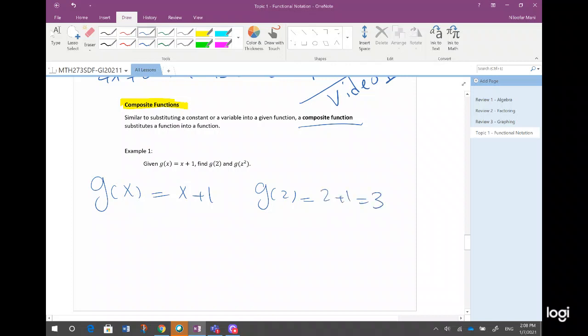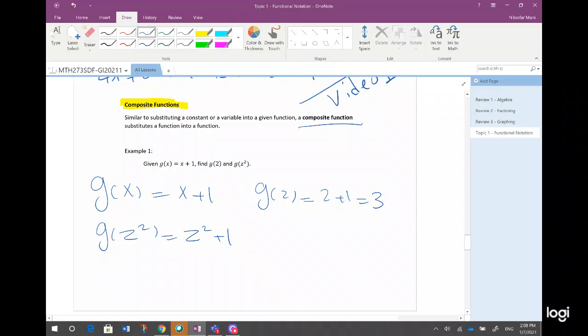But now I say, what is g of z squared? See, we don't need to pay attention here. z squared is another function, so it doesn't matter. I just substitute the same thing I see for x. So g of z squared is z squared plus 1.